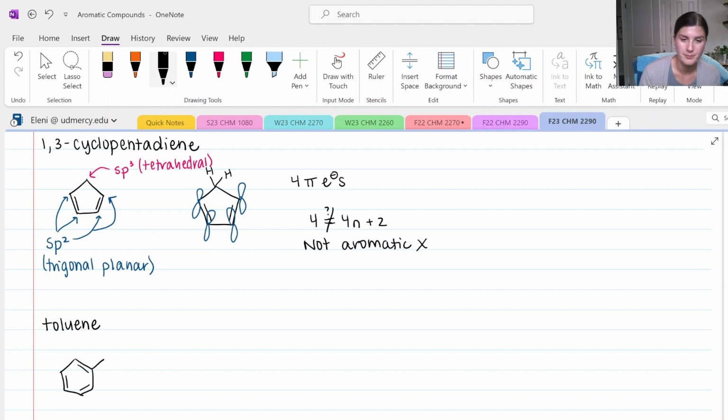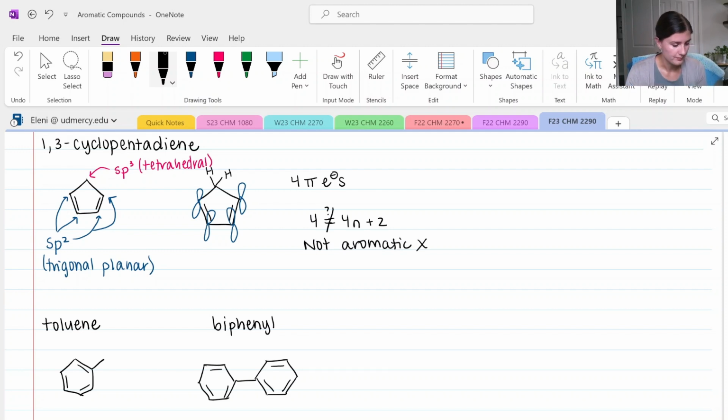Toluene is a common benzene derivative with 1 methyl group bonded to the ring. Biphenyl is another molecule where we have 2 phenyl rings, which have the same bonding pattern as benzene. These are bonded to each other. And then I don't have the name of this molecule on hand, but I can think about that one as well.